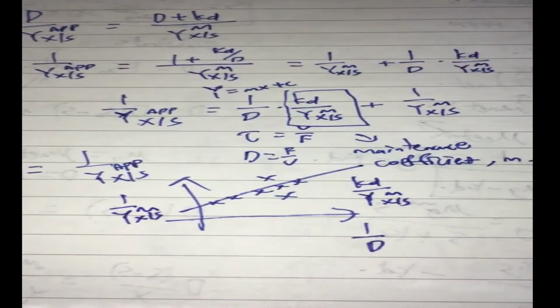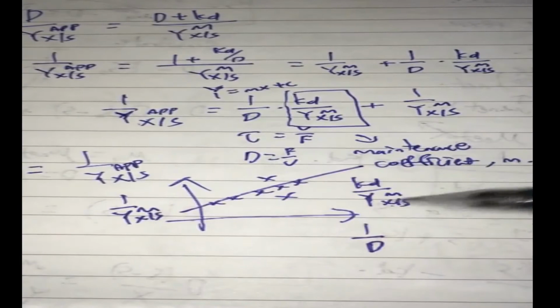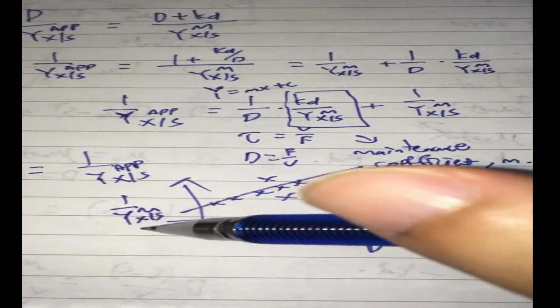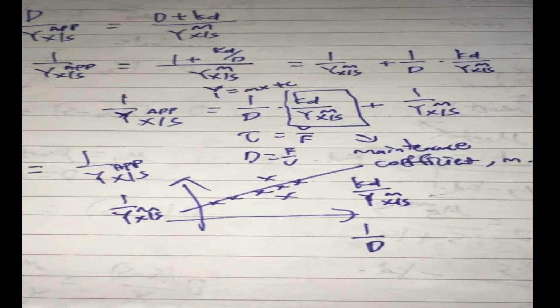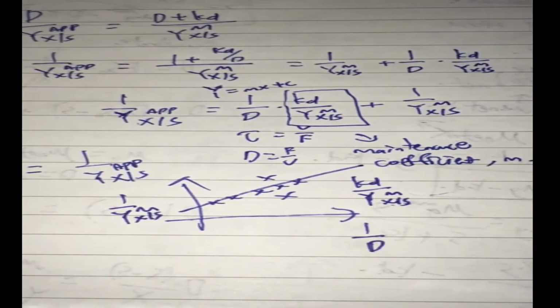Okay, so that's how you experimentally determine your KD and this value. So after you get the slope and this value, you should be able to get Yx by S maximum, and you find KD after that by doing some simple substitution.